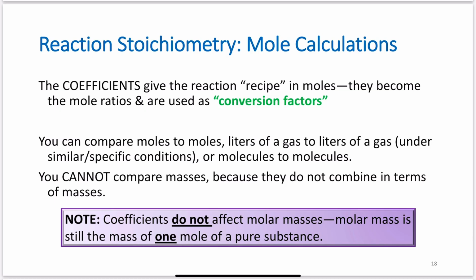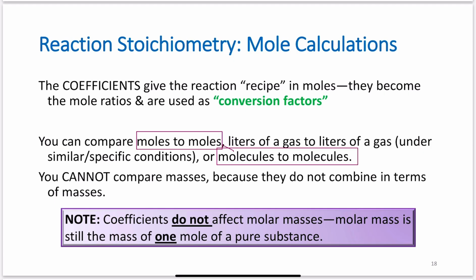Not only can we compare moles to moles, we can compare liters to liters of gas under similar or specific conditions. We'll talk about that in the gas chapter, and molecules to molecules. Because again, remember what a mole is actually representing. A mole to mole is actually representing that molecule to molecule idea, because a mole is telling me exactly how many I have of something. You cannot compare masses. They don't combine in terms of masses.